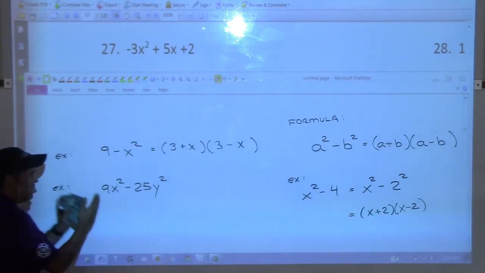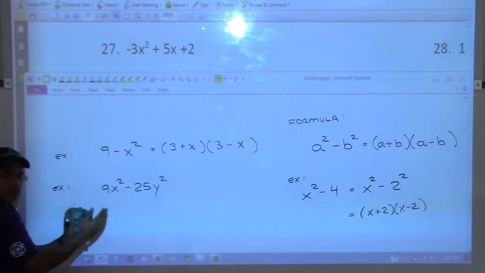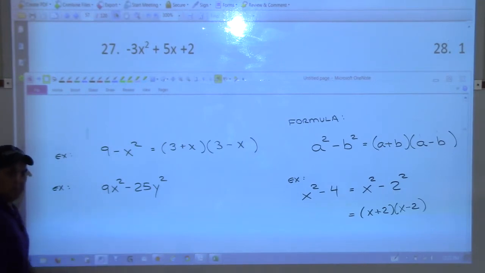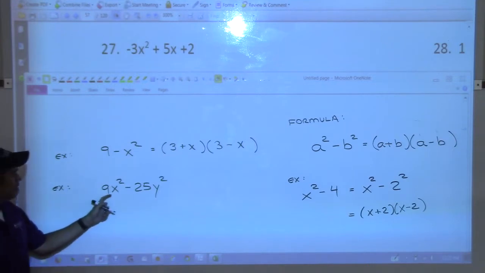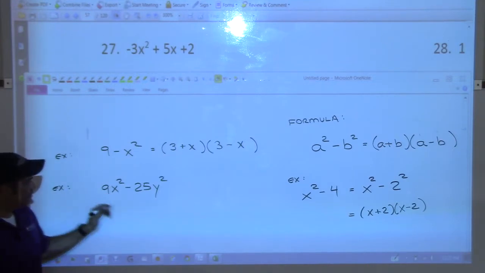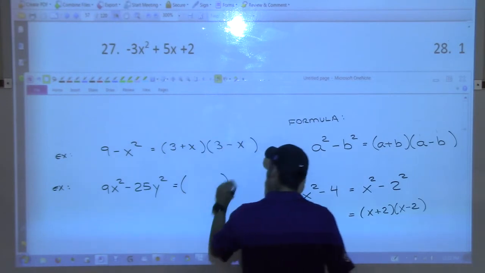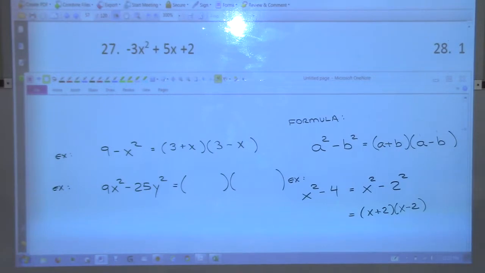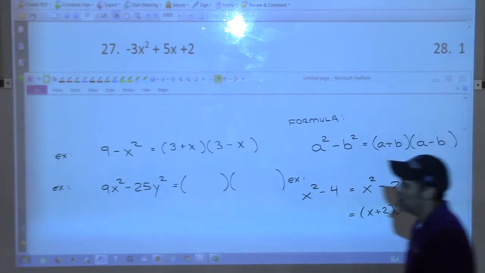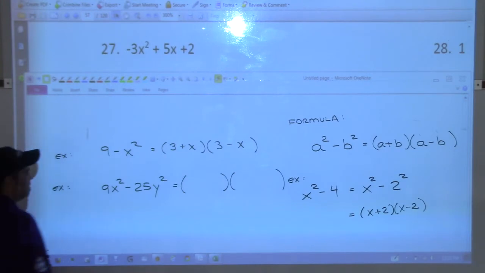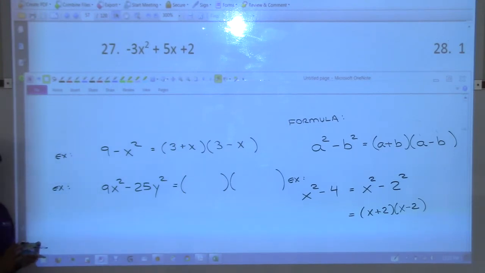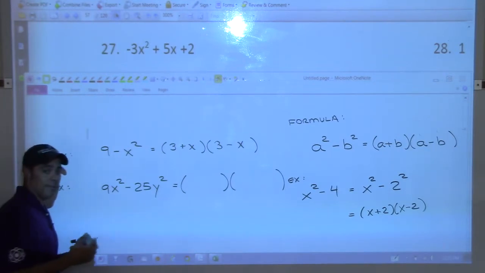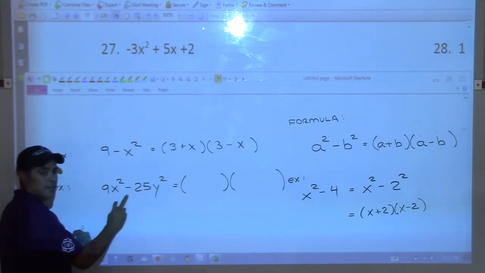Do you see an a squared minus b squared? And if you do, what's the a and what's the b? So this, well, let me put the parentheses here. Do you have a feel for this one? Of what would go in here? Just take a shot at it. No one's gonna care. 9 plus 25. What about the x's and the y's?